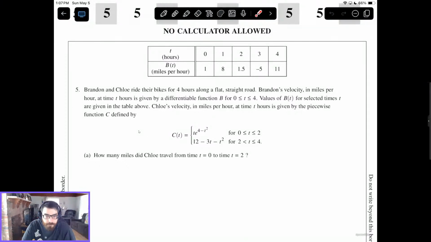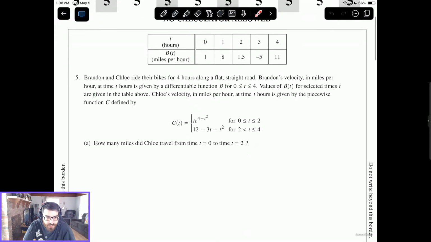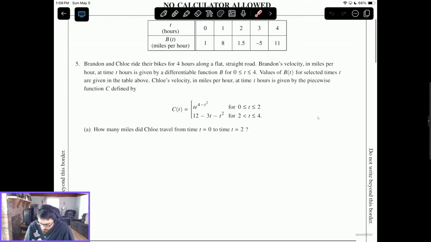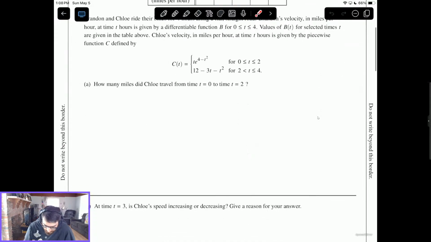Chores, laundry. And then it says Chloe's velocity in miles per hour is given by this function down here, and it is a piecewise function c. And then it asks us the question, how many miles did Chloe travel from 0 to 2? Okay, so that's what I'm going to start solving right now. As we know, if I have a velocity function and I'm asked for how many miles, I must integrate, right? Because velocity is given in miles per hour, and then I want miles. I integrate to go backwards.